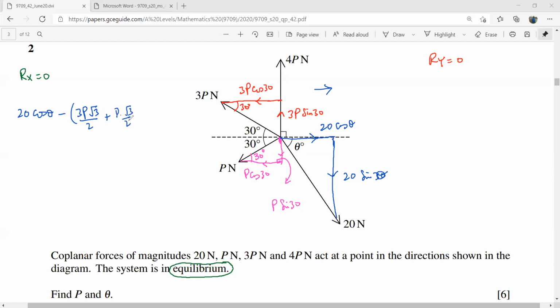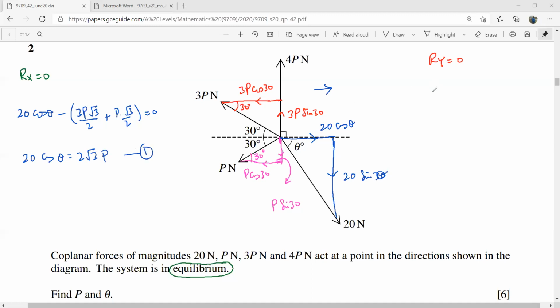So we have just three horizontal forces, yes? So that is equal to 0. So this 20 cos theta is going to be equal to 4 root 3 plus 2 root 3, right? This is 2 root 3 p. That is my first equation.